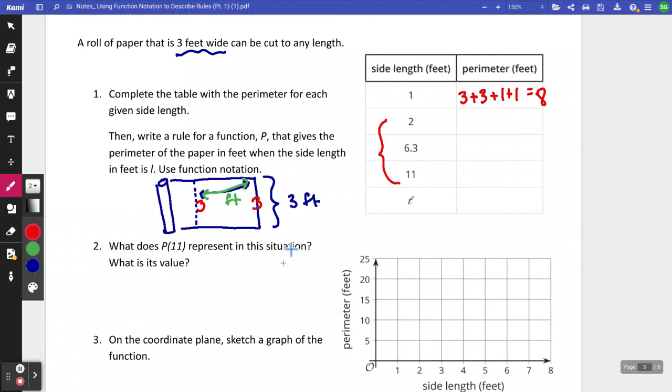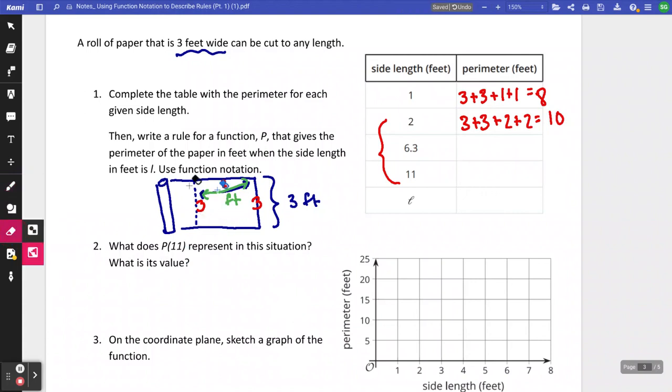All right. So if I keep using this picture here, the only thing that's changing as we change these side lengths is this other number we're adding in. So for a side length of 2, to find my perimeter, I'm still adding my 3 plus 3. But now I would be adding 2 plus 2. So 3 plus 3 plus 2 plus 2. That's going to end up giving me a perimeter of 10 feet.